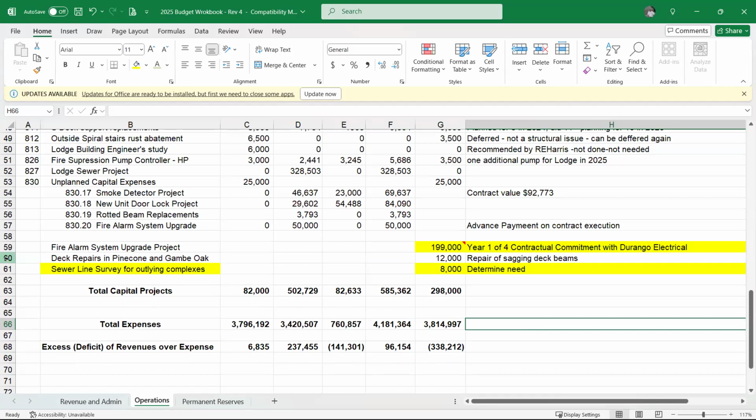Deck repairs in Pine Cone and Gamble Oak. Bobby, this is the back decks, right? Yes. And did you give me that number? 12K? Yep, okay. Is there any other deck stuff that we need to look at?